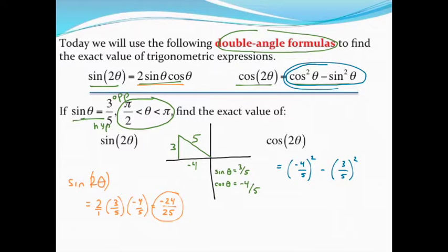When you square a fraction, simply square the top and square the bottom separately. So negative 4 times negative 4 is positive 16. 5 squared is 25, so my first fraction is 16 over 25. Doing a similar thing over here, I'd have minus 9 over 25. And then I'll go ahead and subtract those two fractions. I have a common denominator, so I simply subtract along the top and get 7 over 25. Simplify it if I can. I can't simplify that one, so 7 over 25 is going to be the cosine of 2 times theta.